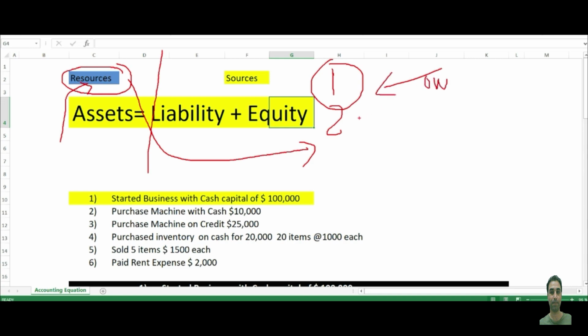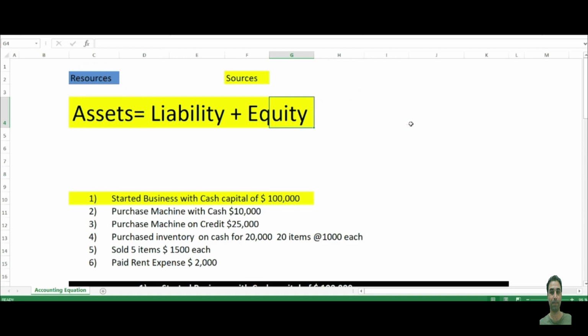What is the next? The other way is from a third party. There is no other way: either by yourself if you are the owner of the business, or if you have multiple owners, by the owners themselves, or by a third party. If it is by the owner, then it becomes a part of equity. If the contribution is made by a third party, then it is liability. So that is why assets are always equal to liability plus equity.